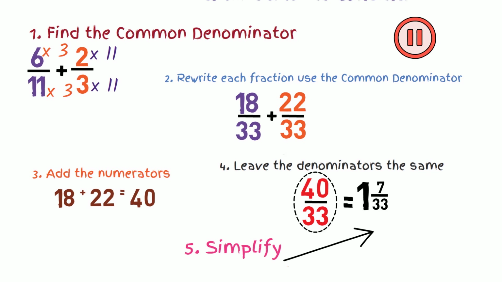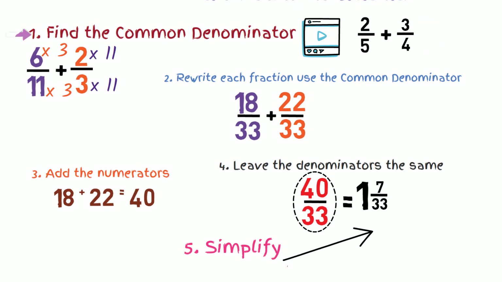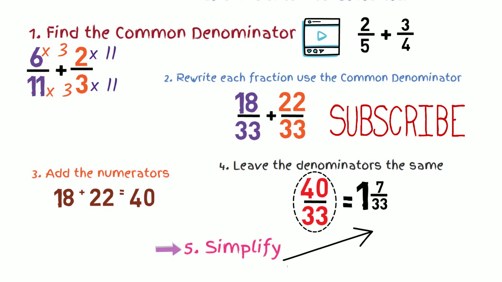Try this next example on your own and leave the answer in the comments. Our fractions are 2/5 plus 3/4. Remember, find the common denominator first, rewrite the fractions using the common denominator, add the numerators, leave the denominators the same, and simplify if necessary. I hope you now are able to add fractions with like and unlike denominators.